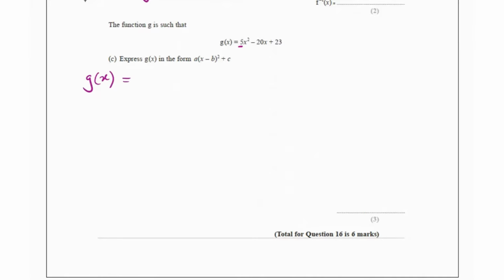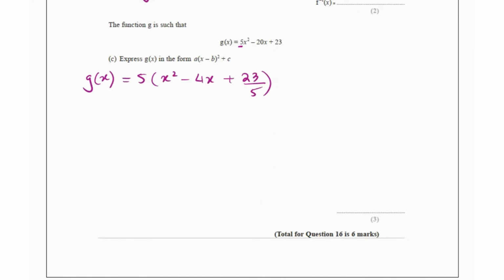So if it's anything but 1, we have to take that number common from the entire equation. So 5 bracket x squared minus 4x plus 23 over 5. As you can see, we took 5 common from the entire equation. Now comes the completing square part.